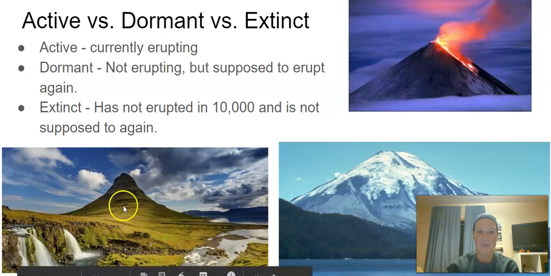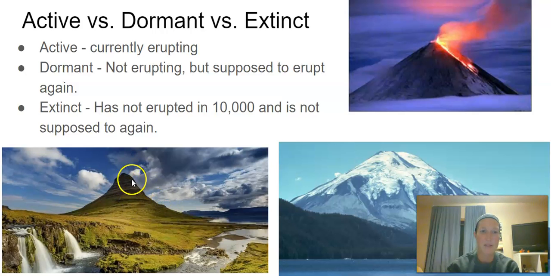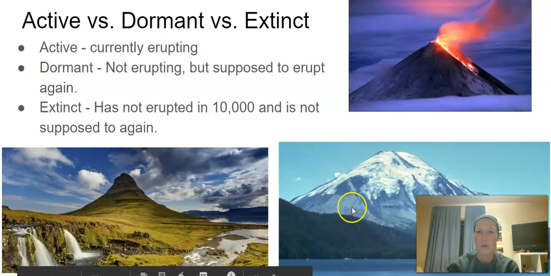It's kind of dried out. Now you can tell the difference here because we've seen some green growing on here. This definitely looks a lot more weathered away, a lot more eroded away than this one over here.